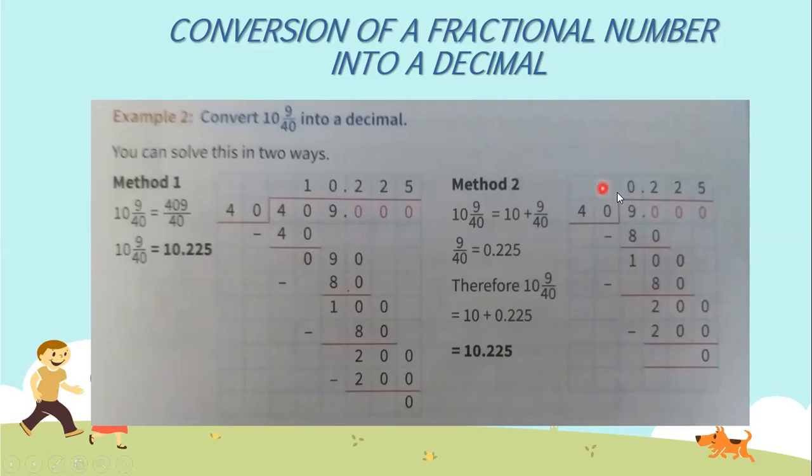In another method also you can solve this sum. 9 by 40, so that means 10 plus 9 by 40. Here 40 into 10 is 400, plus 9, 409 by 40. Here you see 10 plus, we are writing in expanded form, 10 plus 9 by 40. So the value of 9 by 40 is 0.225.